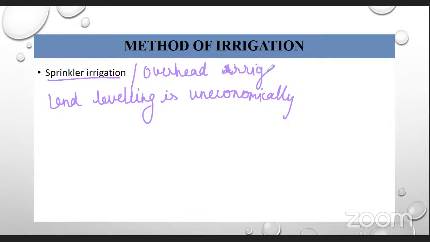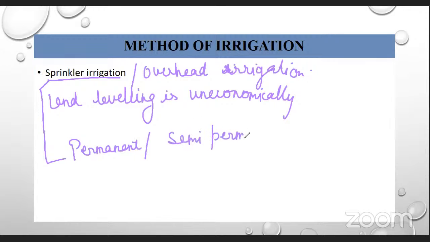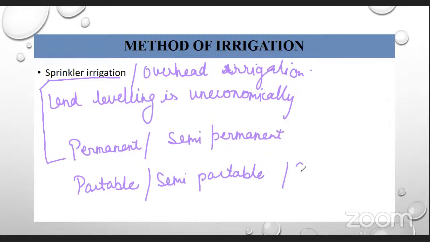irrigation. This also you have to learn. Okay, and this sprinkler irrigation is usually classified as permanent or semi-permanent, and also in the form of portable, semi-portable, or you can say the solid set.